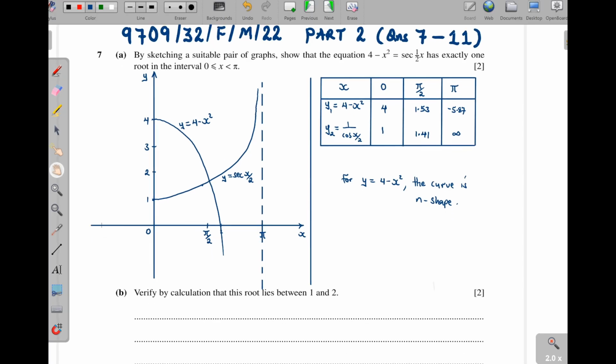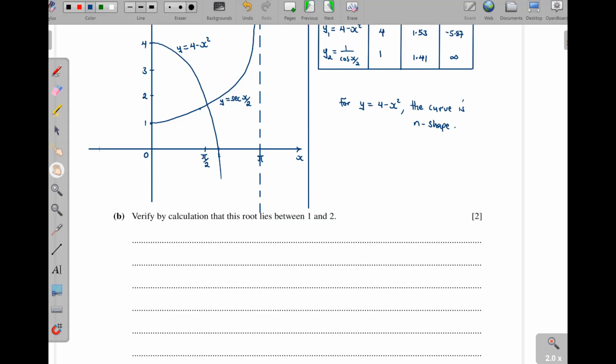Then part B, verify by calculation that this root lies between 1 and 2. So if I have, let's say this is my graph here, and I have my curve like that. At the point where this curve crosses the x-axis, that is what we call the root. So there is an x-coordinate this way and also an x-coordinate this side. Let's say this is x1, then this will be x2.